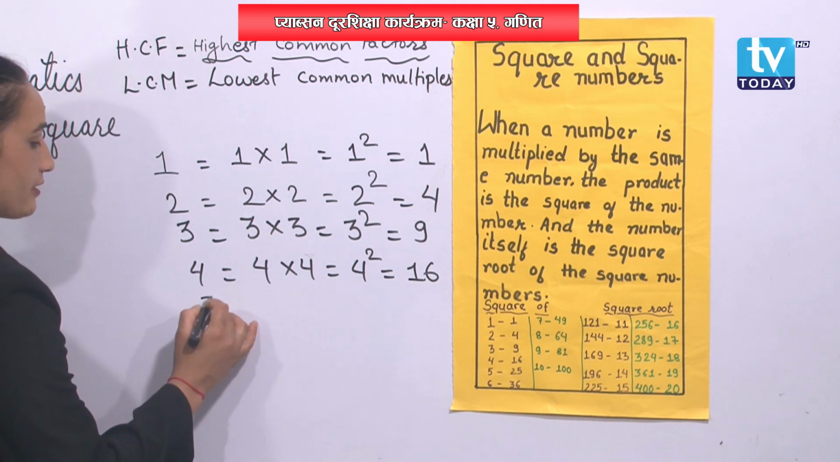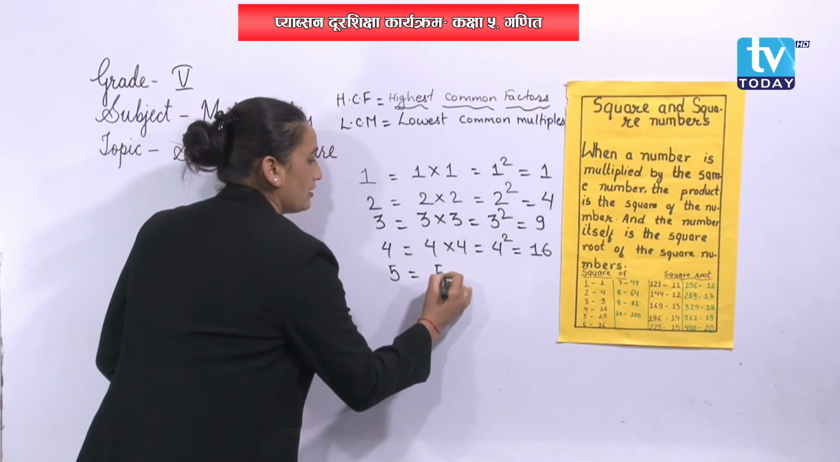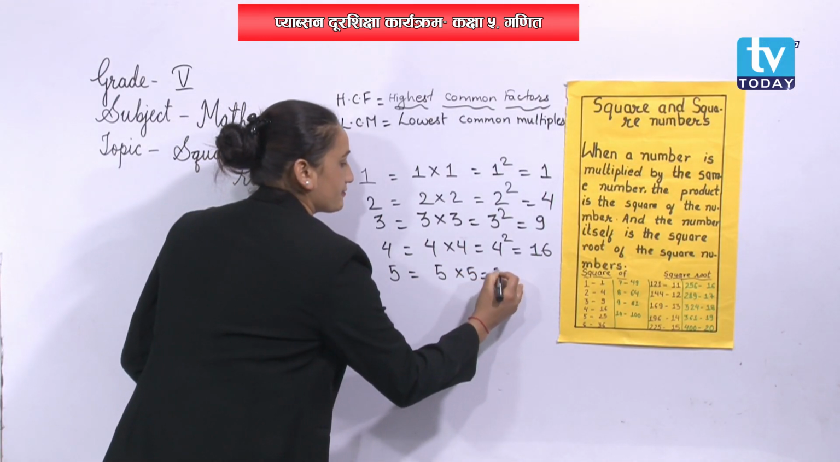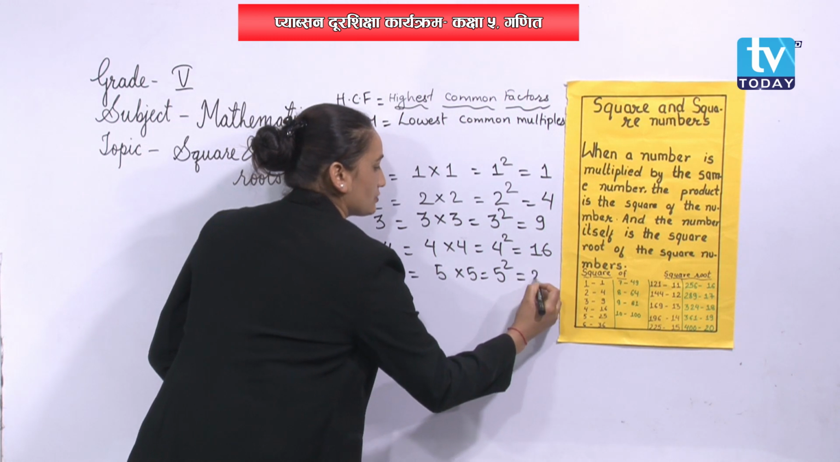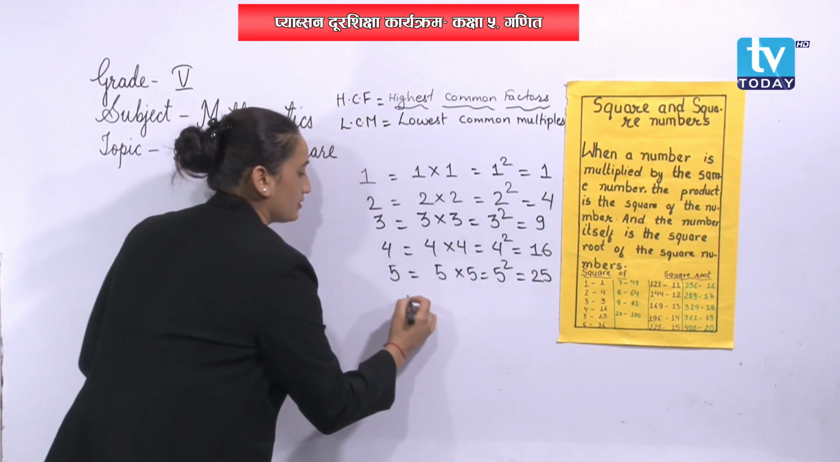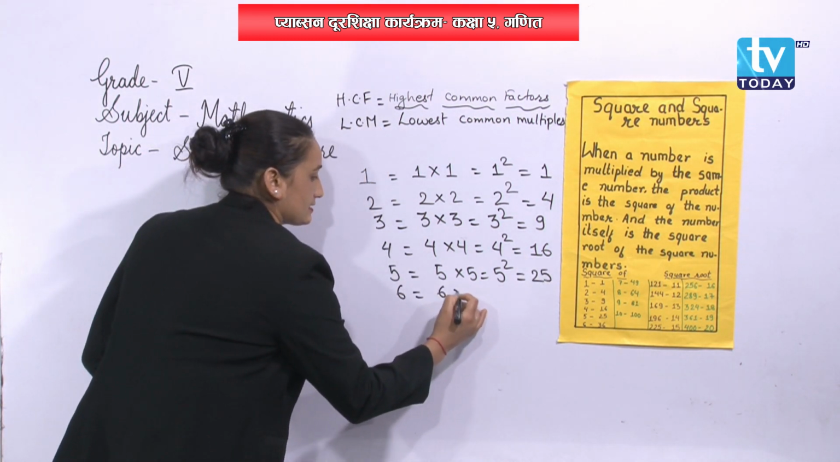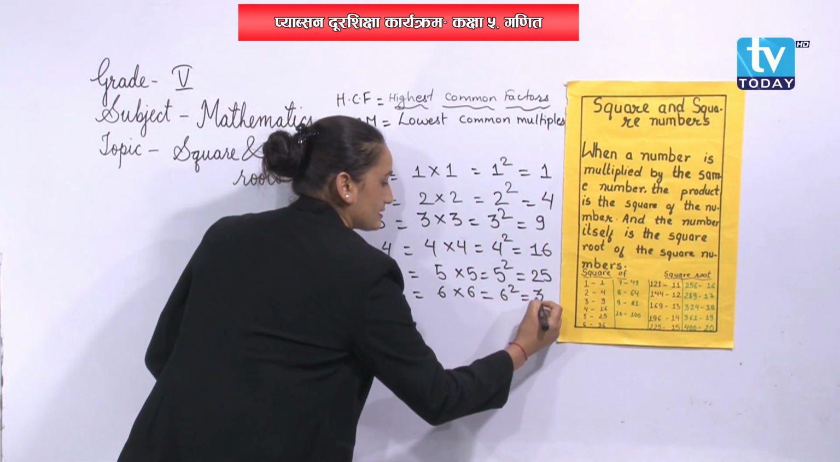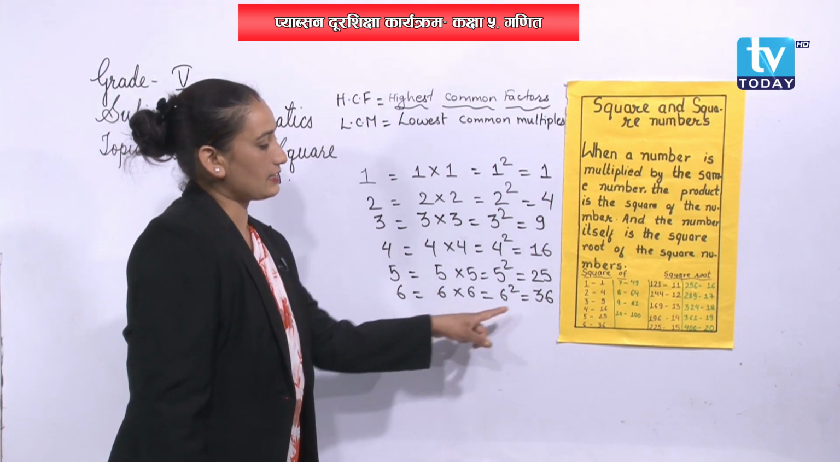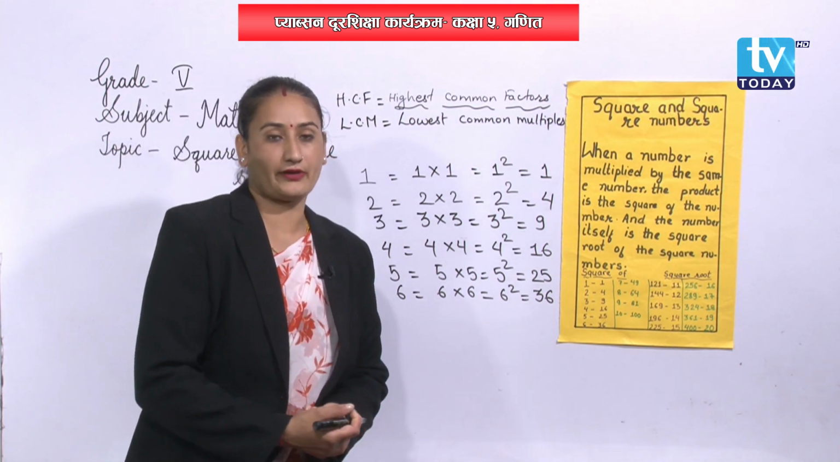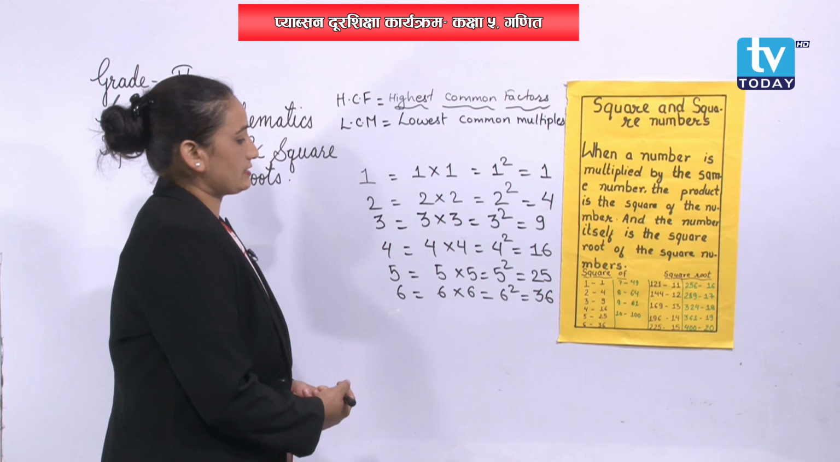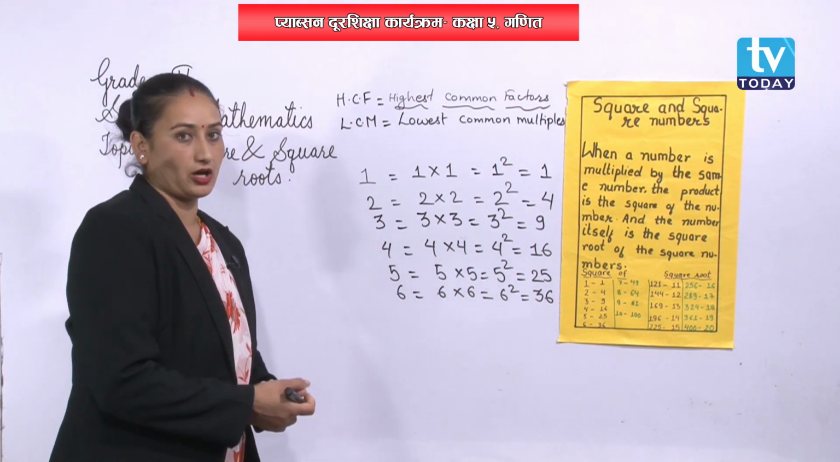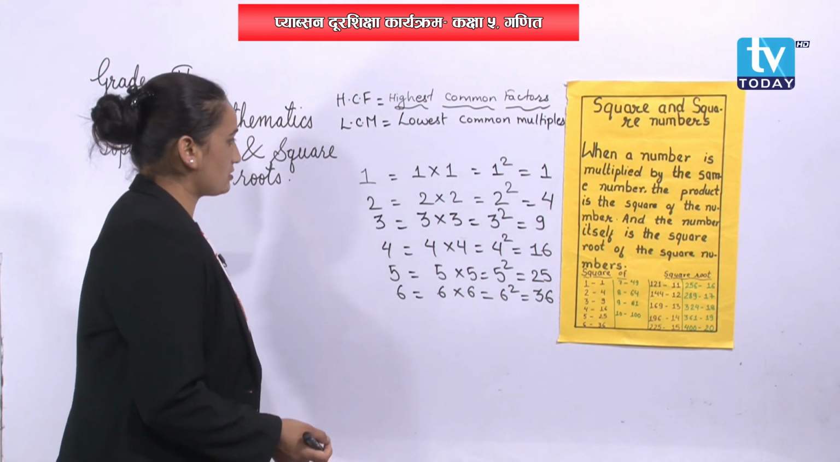Very good. You have to write in your notebook. 5 times 5, that is 5 square, equals 25. 6 times 6 equals 6 square, that is 36. 6 sixes are 36, right? So see here, up to 6 I have done. Let's do 7 also.